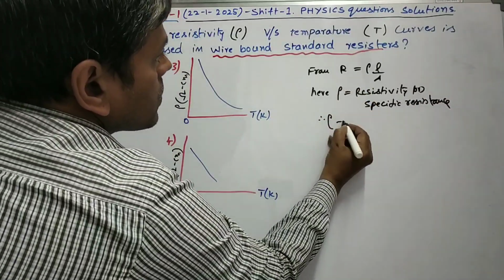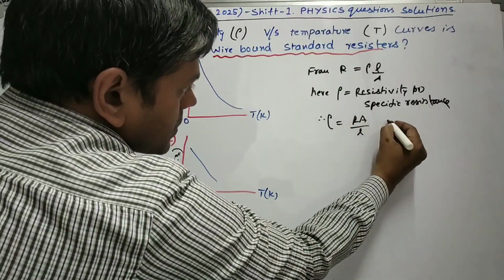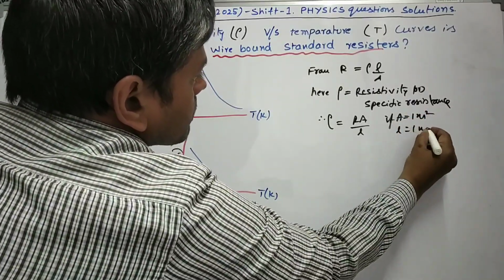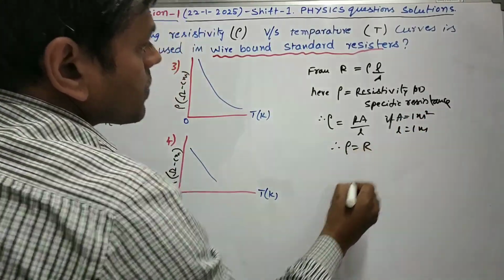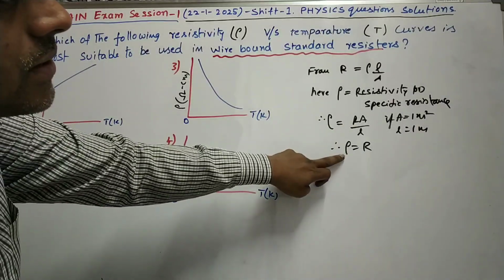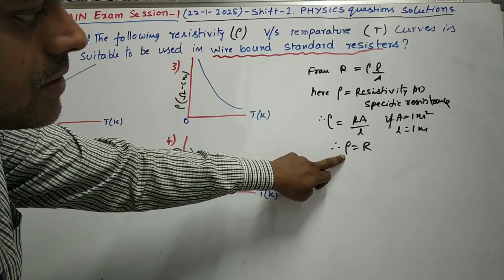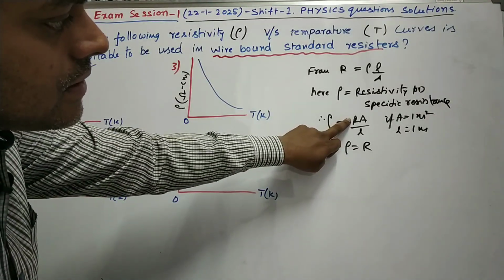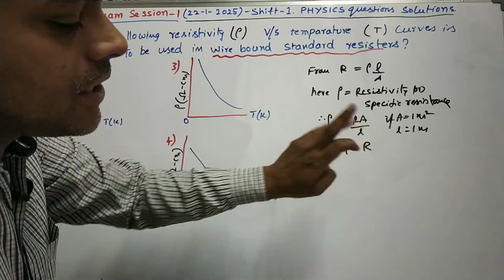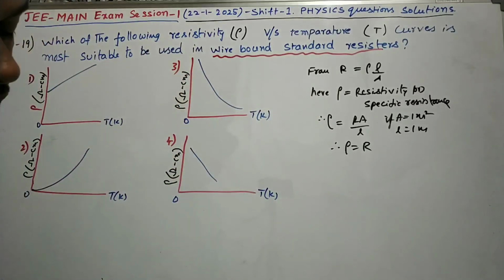So rho is equal to R A by L. In this equation, if A is equal to 1 meter square and L is equal to 1 meter, then resistivity is equal to resistance. That means the resistivity or specific resistance of a conductor material is the resistance of that conductor material having unit cross-section area and unit length. This is called specific resistance or resistivity.